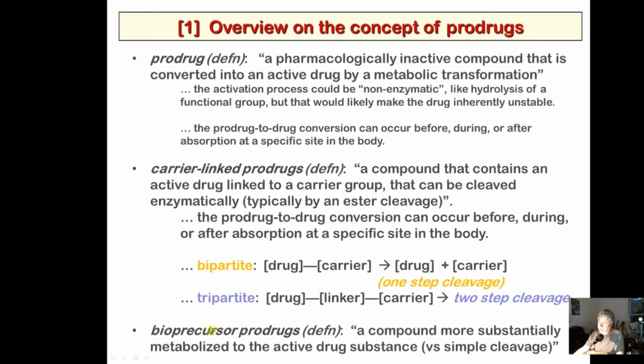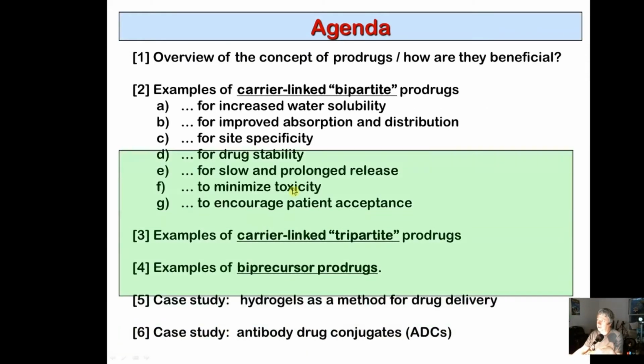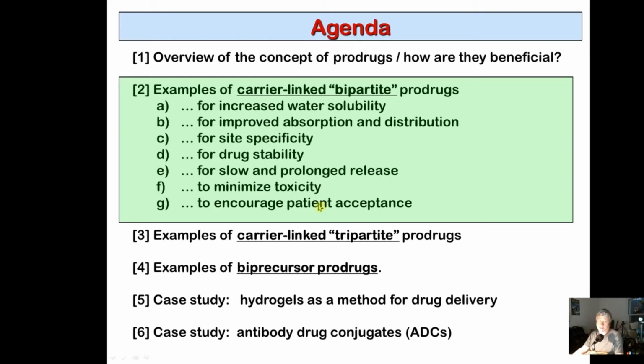And then there's also these bio-precursor prodrugs, which are more substantially metabolized to the active drug substance. So it's usually maybe oxidation or reduction. It's kind of a more sophisticated, P450 type enzymatic metabolism step. Okay, so let's get into these carrier-linked bipartite prodrugs and show some examples of them for these various purposes.